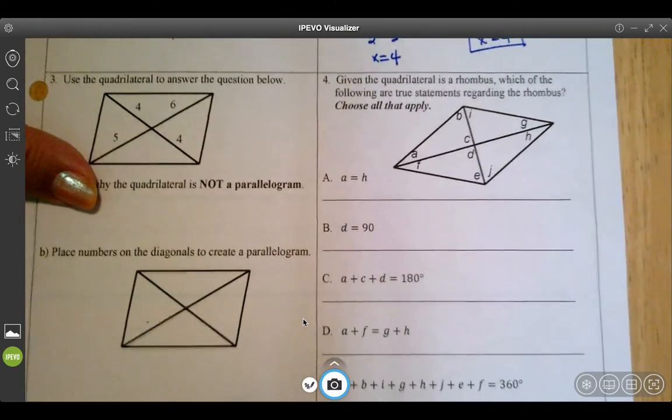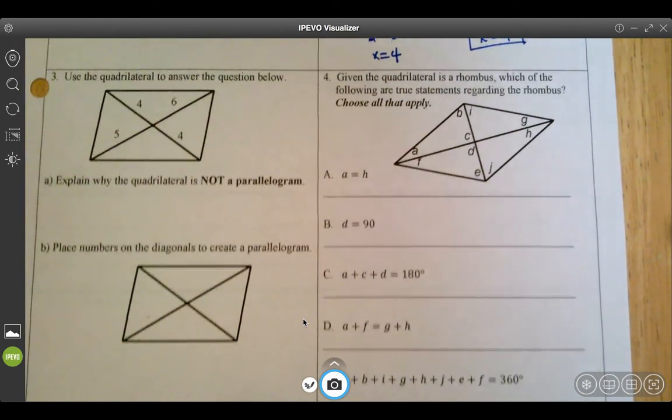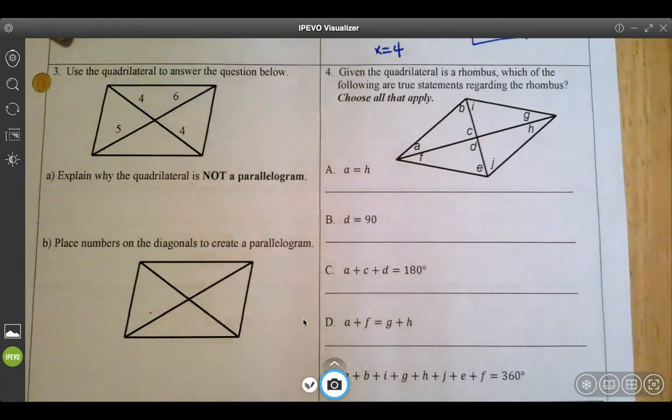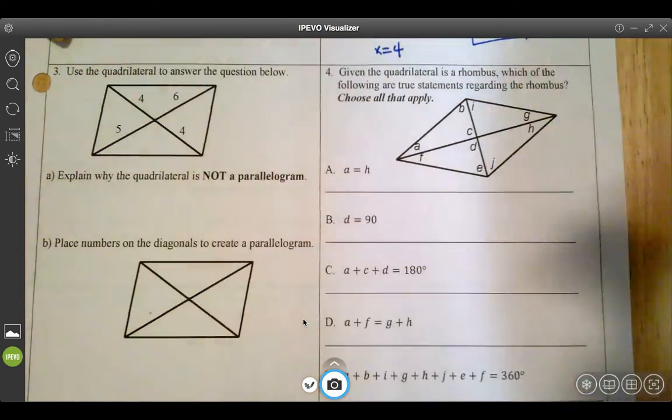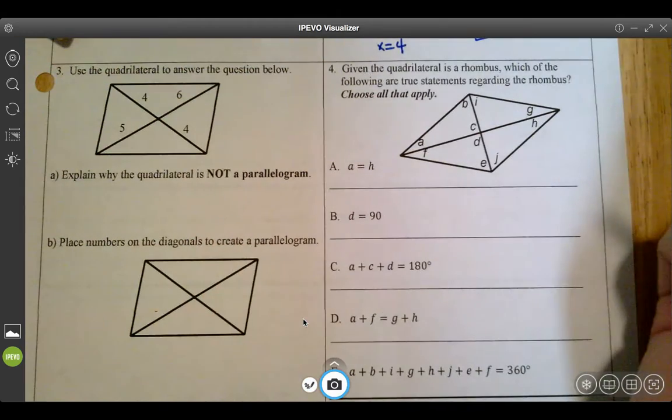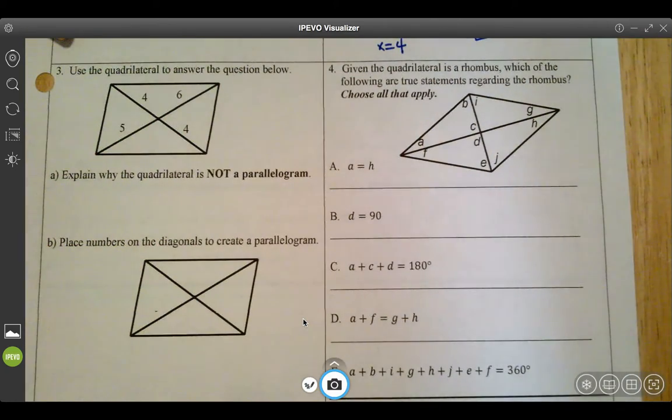For example 3, I should say part 3. Use the quadrilateral to answer the question below. So here we have a quadrilateral, does not tell us if it's a parallelogram or not. Explain why it is not a parallelogram. Well, what are some of the properties of parallelograms? Here we have diagonals labeled, so let's think specifically of properties of parallelograms' diagonals.